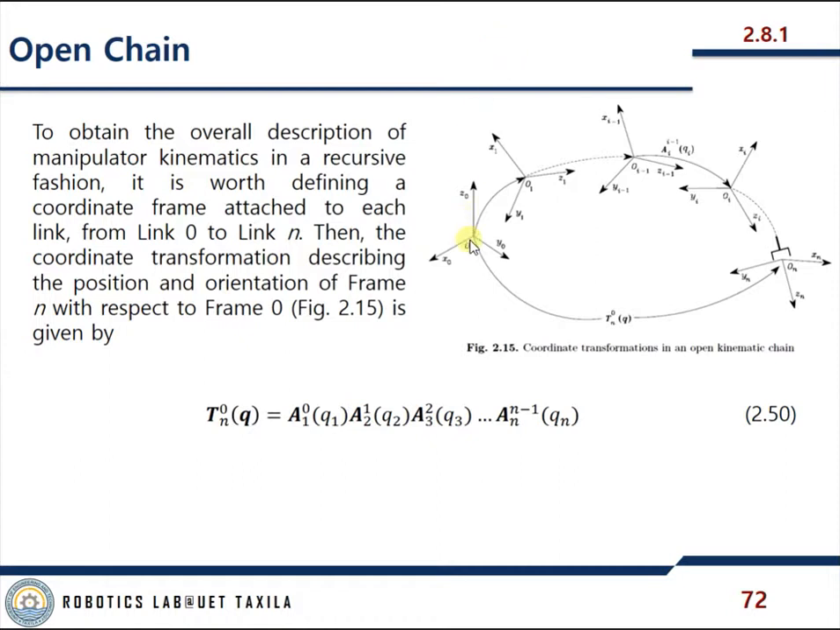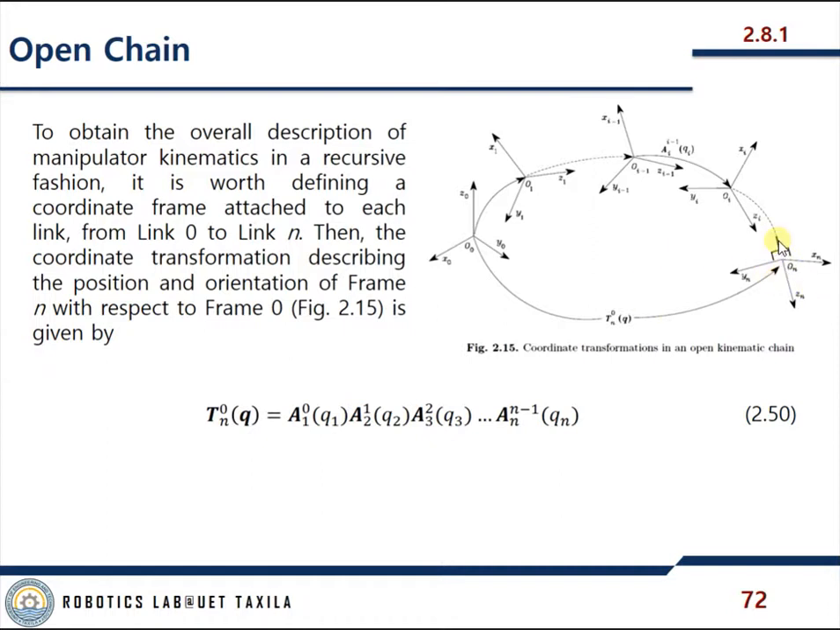So what I'm going to do is first move from this frame to this frame. If we can do this successfully, then we can do the rest of the transformation. To obtain the overall description of manipulator kinematics in a recursive fashion, it is worth defining a coordinate frame attached to each link from link 0 to link n. So this one is link 0, this one is link n, and the next link is link n plus 1. Always remember, there are n plus 1 links for n joints.